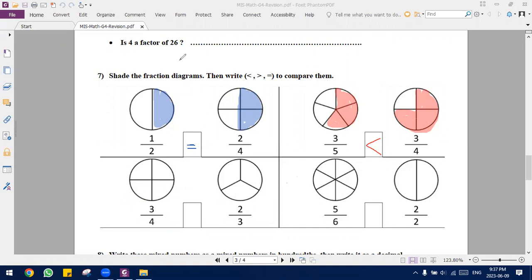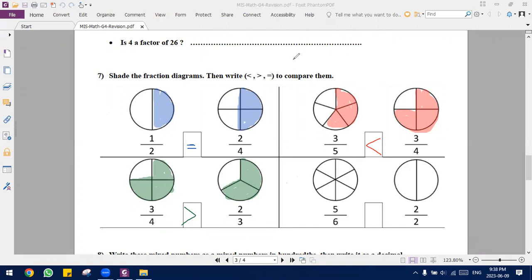Then next one, we have 3 over 4 again. So 3 parts out of 4 should be shaded. Here, 2 out of 3. As you can see here, the empty, the white one is more than here. So it means the 3 over 4 is also greater here.